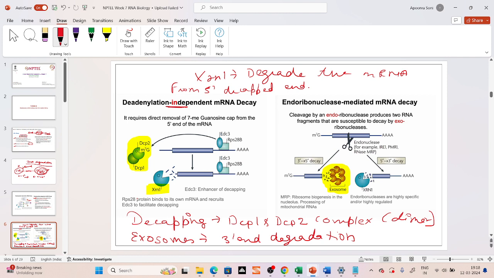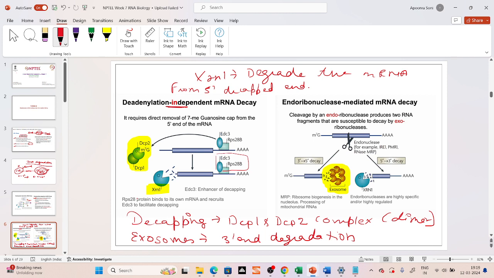protein which is known as EDC3, enhancer of decapping, comes and binds over here near RPS. Now, the binding of these two proteins causes the decapping to take place. That means when EDC3 comes and sits with RPS28B, it recruits the decapping enzyme, that is DCP1 and DCP2, decapping, DCP means decapping. It decaps it, and then again XRN1 comes and it removes the 5' end side mRNA. Is it clear?